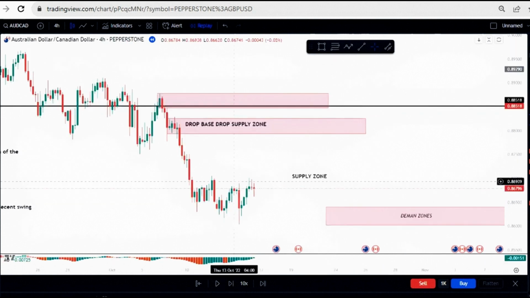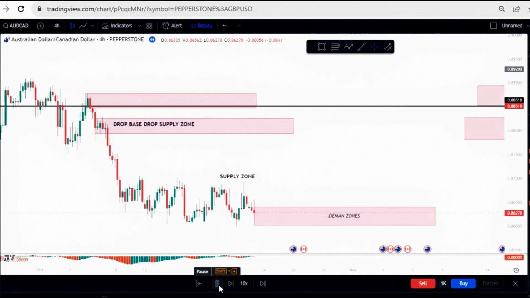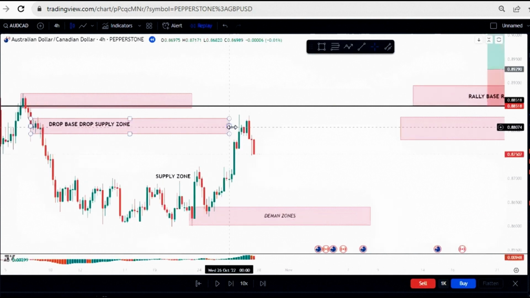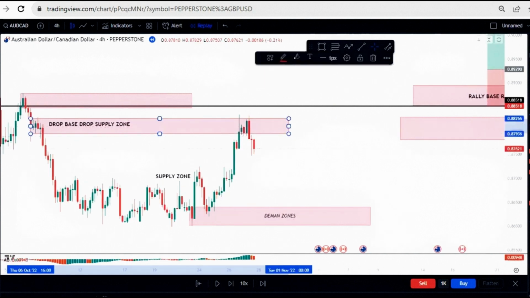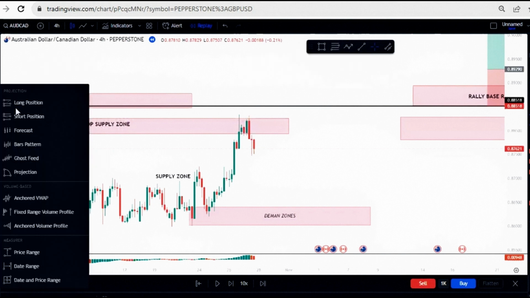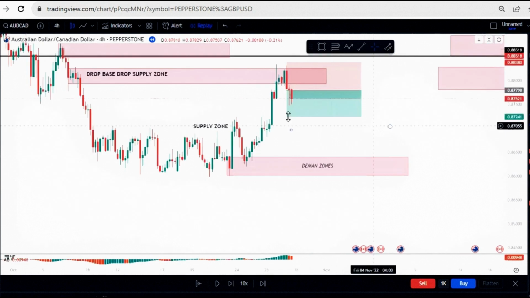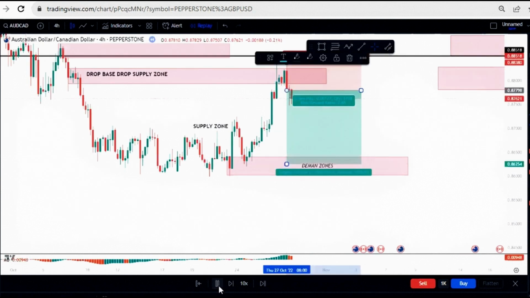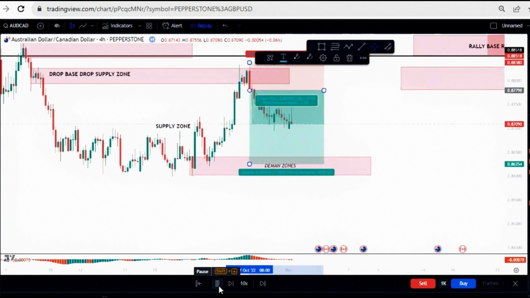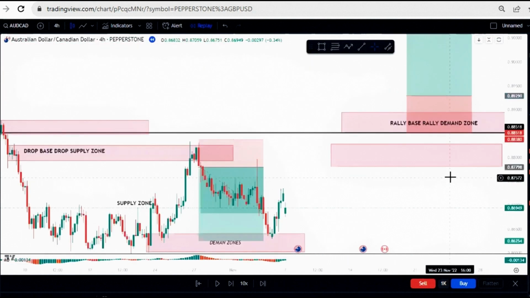The plan is to wait for the price to return back to this zone and enter a short position. As you can see, when the price approached the zone, we see the price is rejecting this area and the price is above the area. So the plan is to go short here, stop loss above the zone, and you target the next demand zone. So that is it with continuation structure.